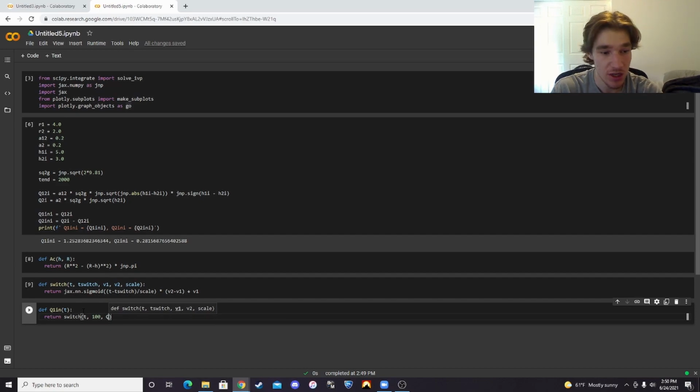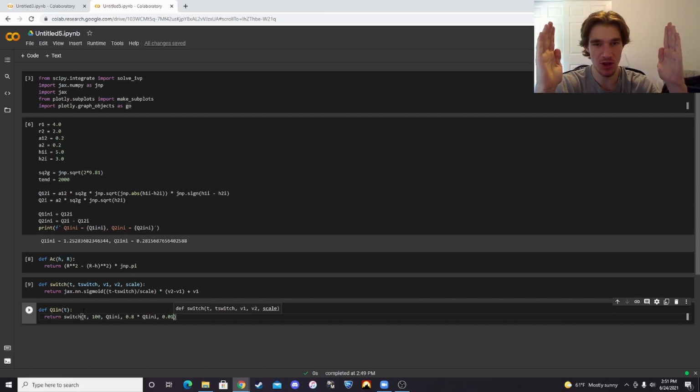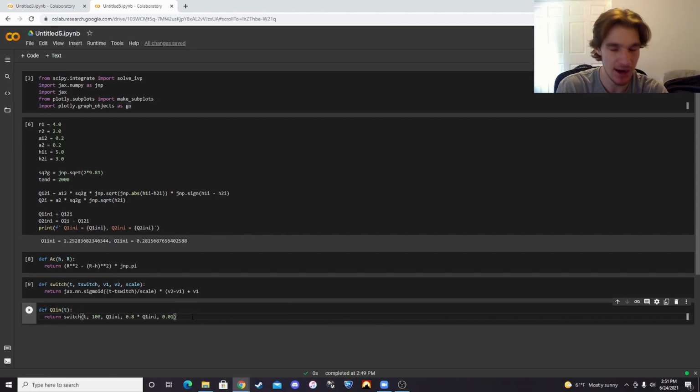Initial value is going to be q1 ini. And then what we want to change it to, we're going to make it 80% of what it was. So multiplying it by 0.8 does that for us. Q1 ini. And then the scale we will be using is 0.01. The scale is basically how gradually or how quick or how long you want the curve to be. And I'll explain that when we start making our plots.